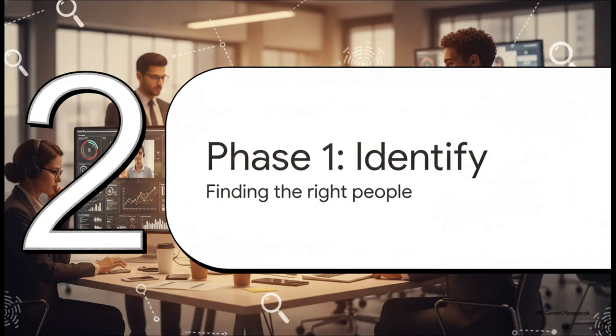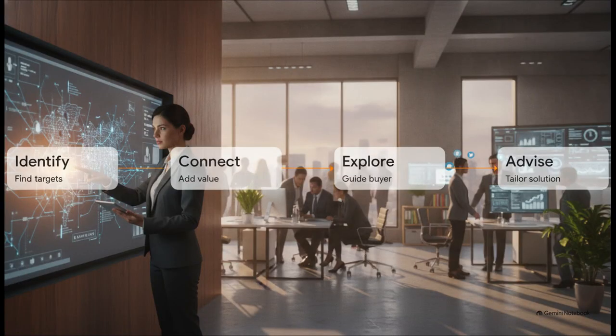Moving right along to Phase 1, identify. This is all about finding the right people. Looking at our overarching methodology here, identify is square one. Think about it. You just can't successfully jump to connecting or advising if you don't even know who you're talking to. Everything starts right here. It's about correctly identifying the right people who actually stand to benefit from what you're offering, rather than just yelling your message into a crowded room hoping someone hears it.